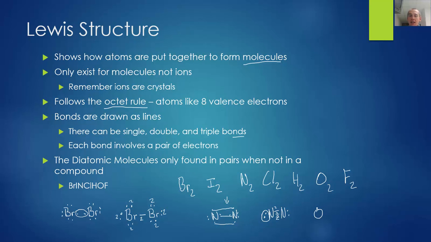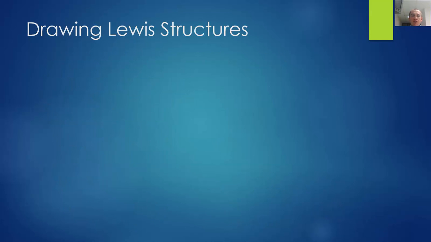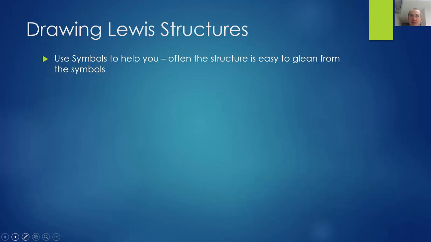Oxygen does a similar thing. Remember, oxygen has 6 valence electrons, and when oxygen forms a bond with an oxygen atom, it shares this pair and it shares this pair, which gets us the Lewis structure, O double bond O. And now we followed the octet rule: 2, 4, 6, 8, 2, 4, 6, 8. So these are simple Lewis structures for the diatomic molecules. We're going to take a look at some more complicated ones and what rules we follow when we're drawing Lewis structures. Use the Lewis symbols to help you. The structure is usually pretty easy to get from that.